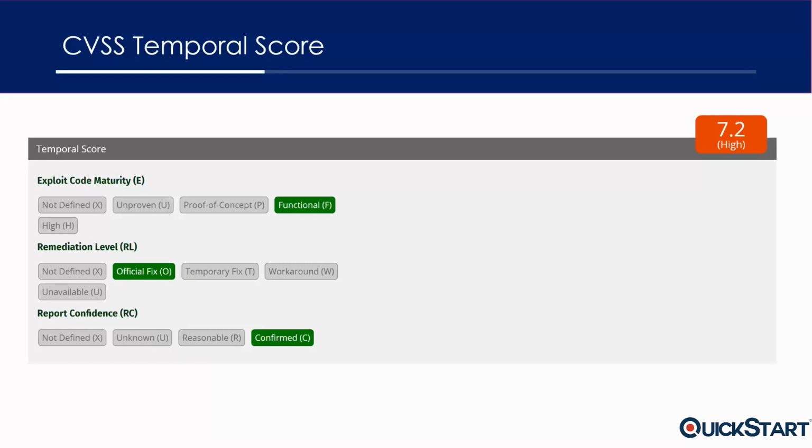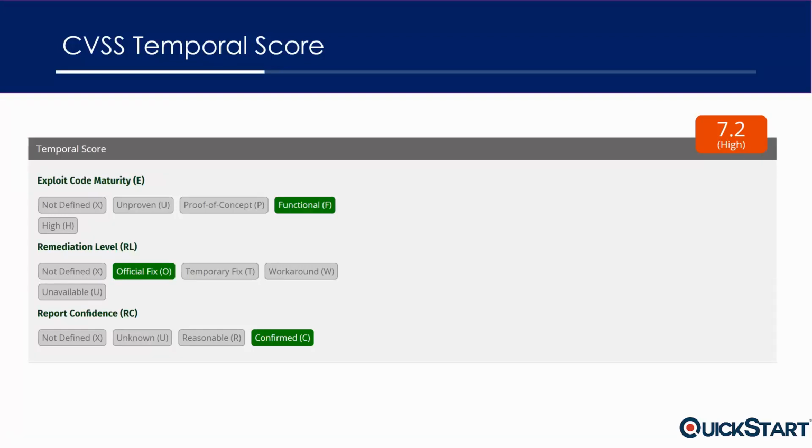How hard is it to fix? Well, there's an official fix for it. In other words, they have a patch for it. Or they may not have a patch for it, but the vendor has sent out either workaround information or temporary fix information, like disabling the ability to open a PDF with embedded JPEG or whatever. Or is it a 0-day? Is there no remediation available for it at all? And then report confidence: unknown, reasonable, confirmed.